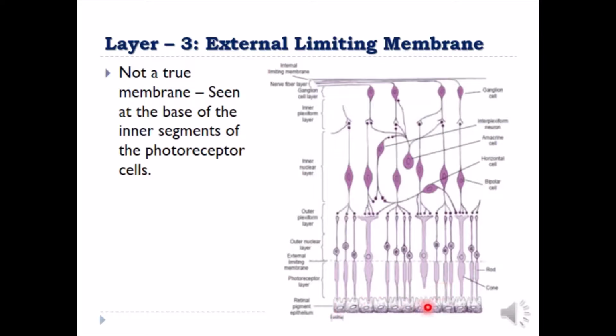So we come back to the previous picture, your retinal pigment epithelium, and then your photoreceptor cells, and the junction between this is the inner segment and this is the outer segment of photoreceptor cells. So that junction is known as the external limiting membrane. Okay, so it is seen at the base of the inner segments of the photoreceptor cells. So this is the inner segment and your external limiting membrane is at the base of the inner segments of photoreceptor cells. Okay, so that is the third layer.